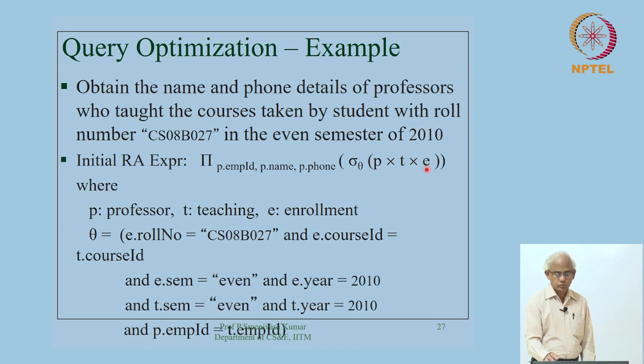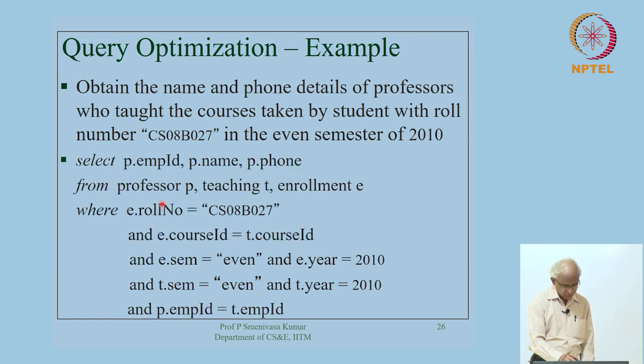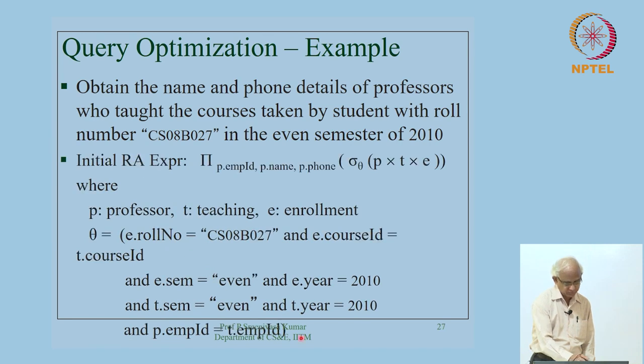There are three relations involved in the from clause, so P cross T cross E. What is theta? Theta is this entire stuff that we have seen there. I have reproduced this entire where condition here. So that is how the initial relational algebra expression will look.